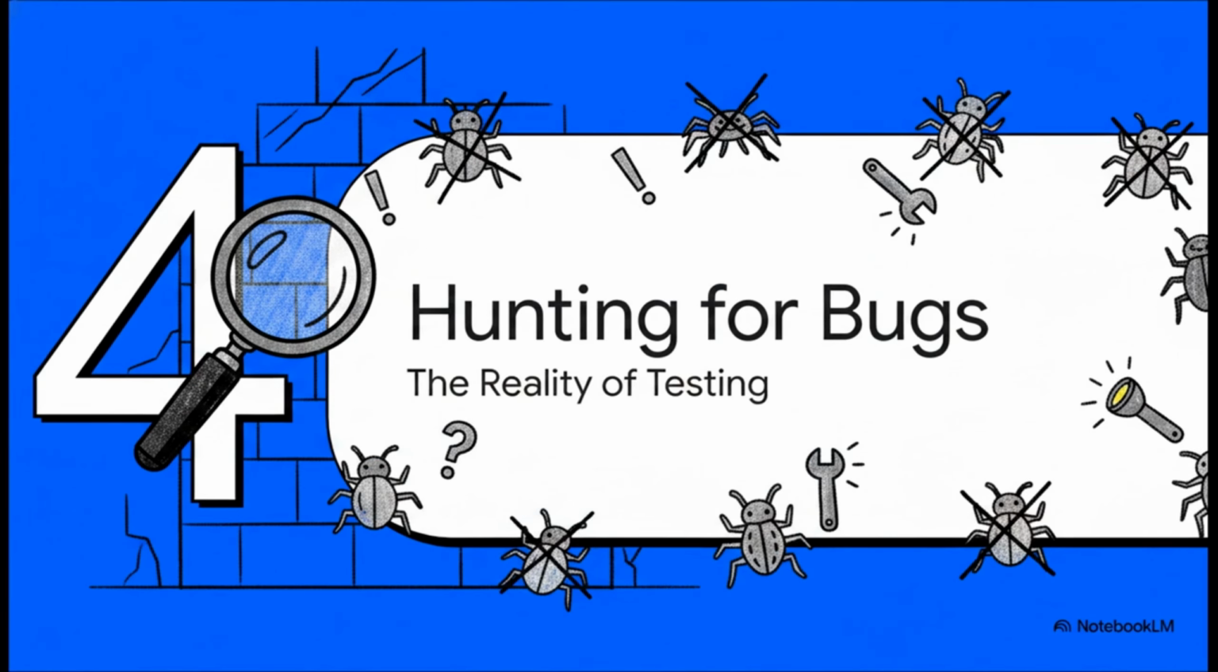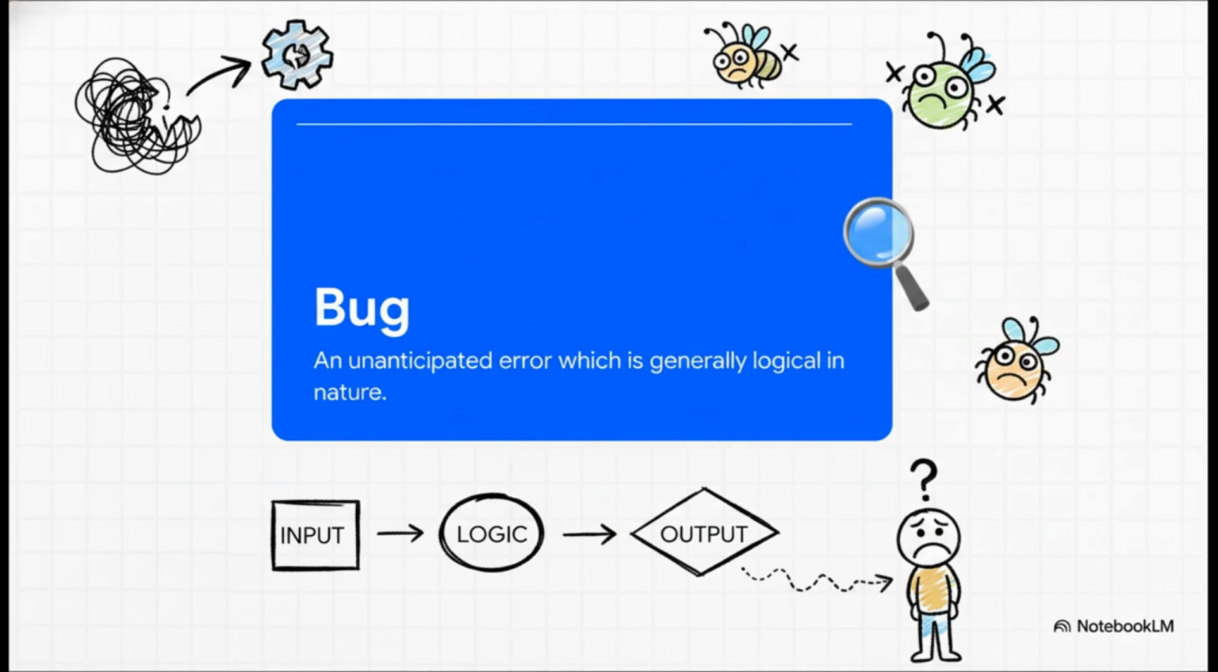But here's the thing. No matter how carefully you place all your Legos, the first version is never perfect. And that brings us to the next, absolutely critical phase, testing and bug hunting. So what is a bug anyway? The textbook here calls it an unanticipated error which is generally logical in nature. And that's the key. It means the computer is doing exactly what you told it to do. The problem is you accidentally told it to do the wrong thing.